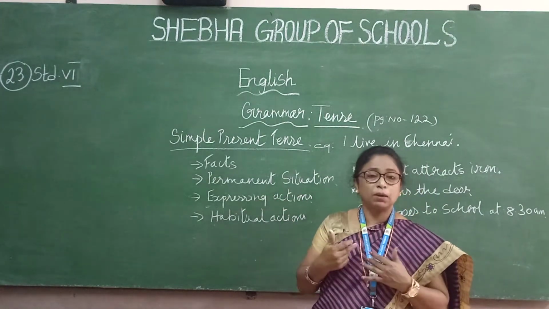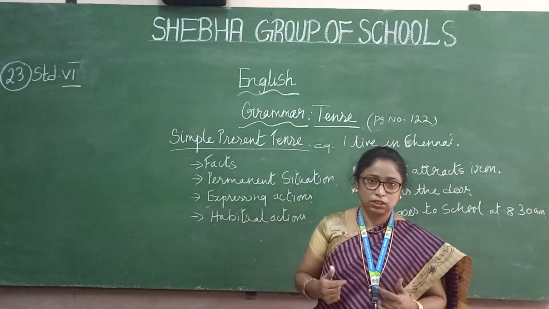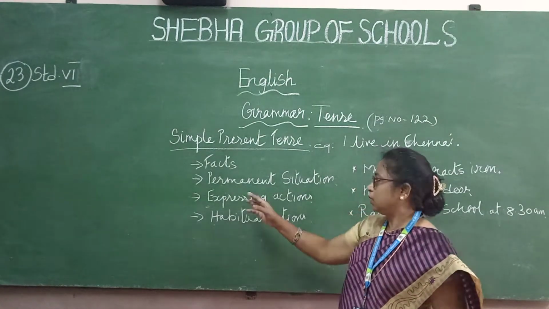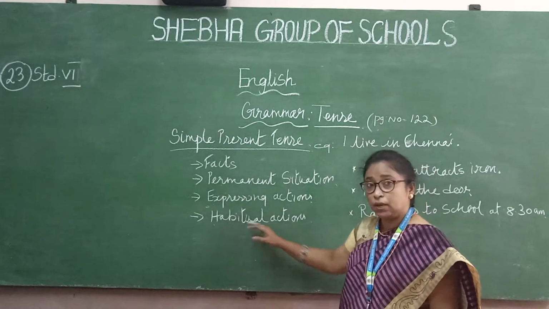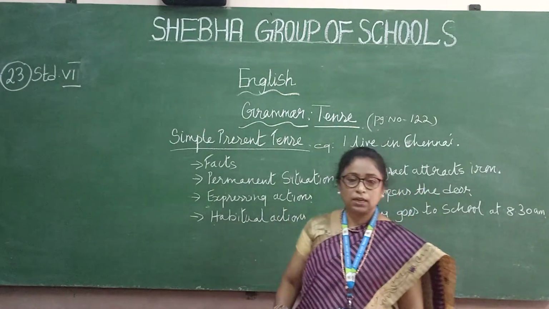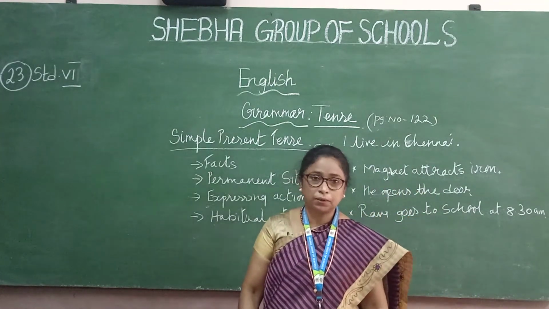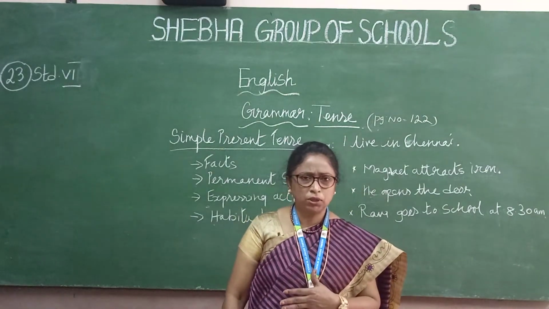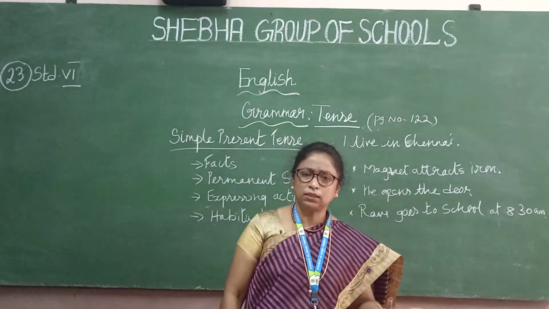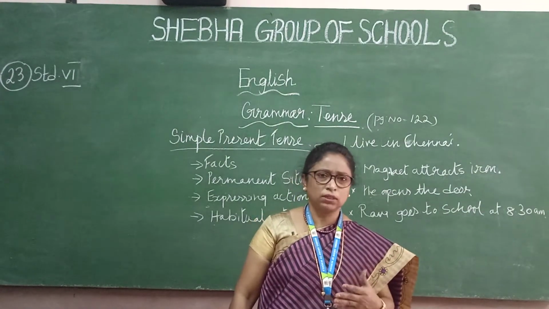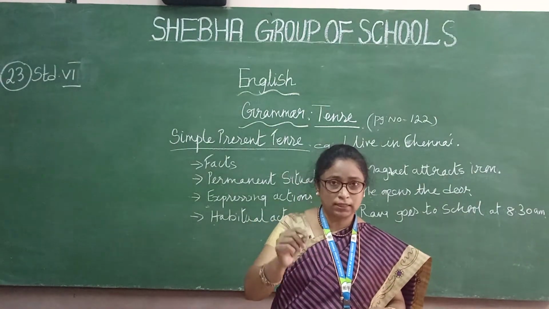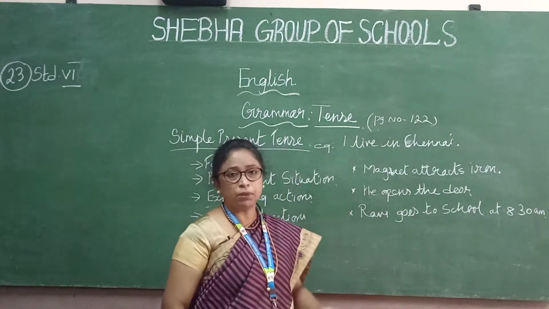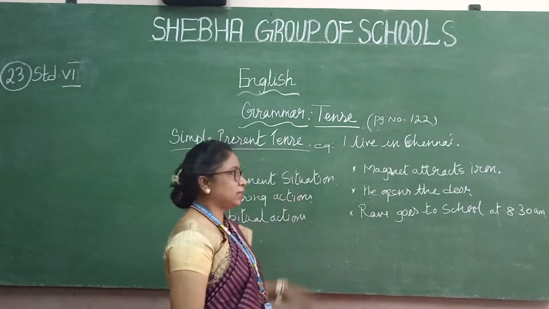What is happening? What am I doing now? I am teaching English grammar, isn't it? So that is expressing actions. Then habitual actions. What are habitual actions? Every day, when do you submit your homework? In the evening, 5 to 6 you submit your homework, and then another chance is given to you from 8 to 9 o'clock, isn't it? That is the habitual actions, right? Now I will give you examples to make you understand these actions.